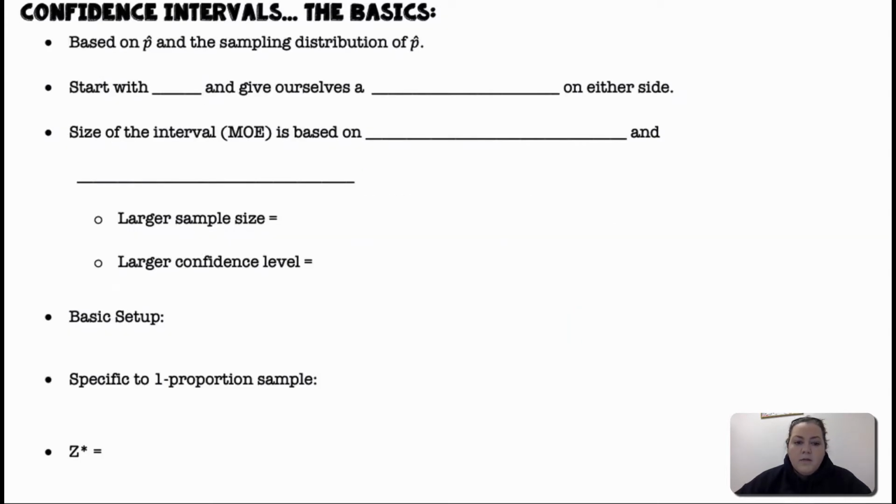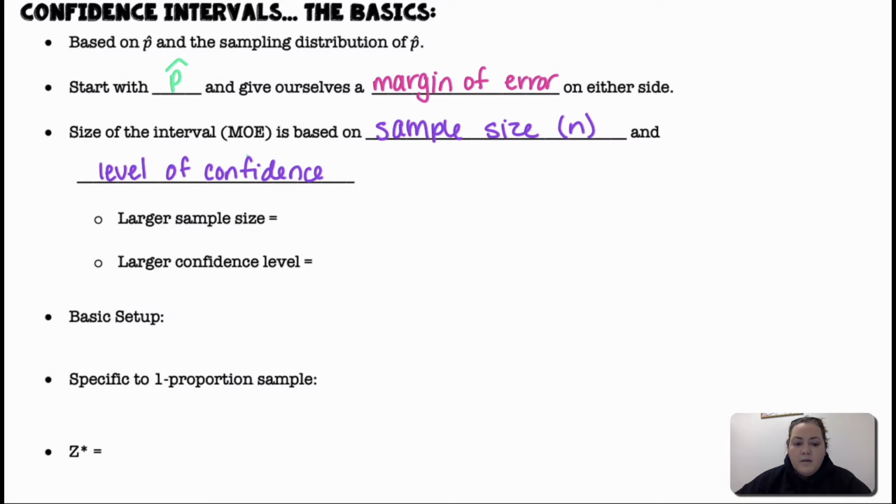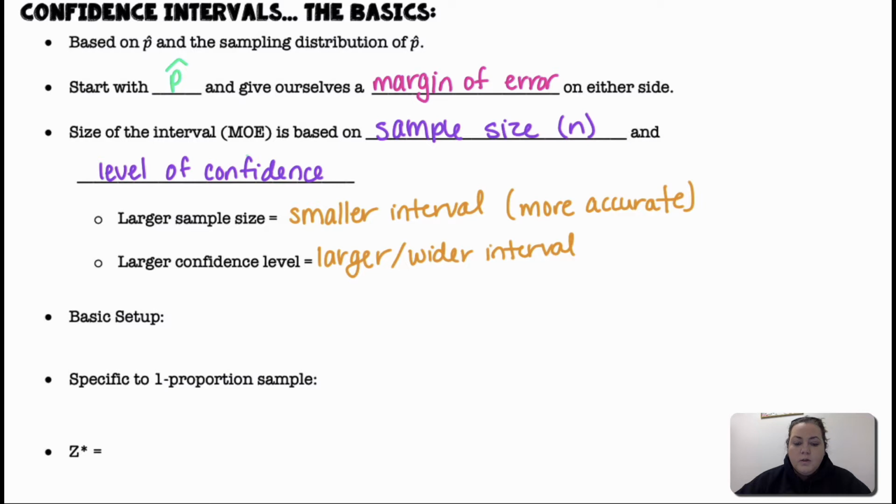All right, confidence intervals, the basics, based on p hat and the sampling distribution of p hat. We start with p hat, and we give ourselves a margin of error on either side. The size of the interval, the margin of error, is based on the sample size, n, and the level of confidence. Larger sample sizes are going to lead to smaller intervals, which will be more accurate. Larger confidence levels will lead to larger or wider intervals, which leaves more room for error.